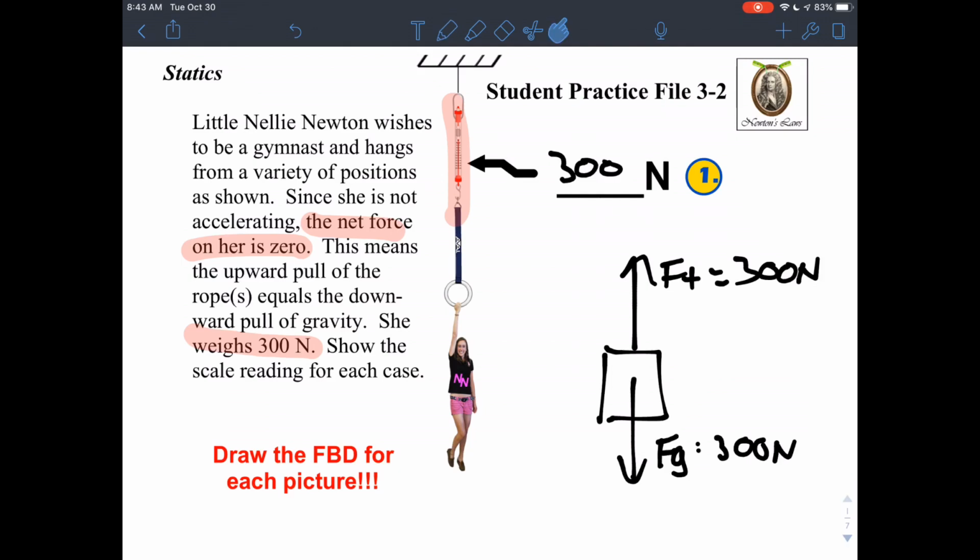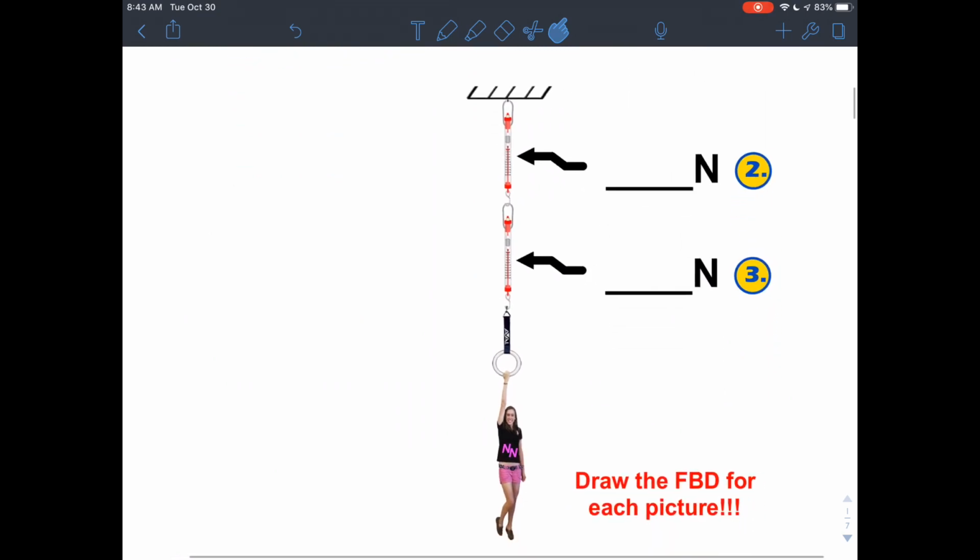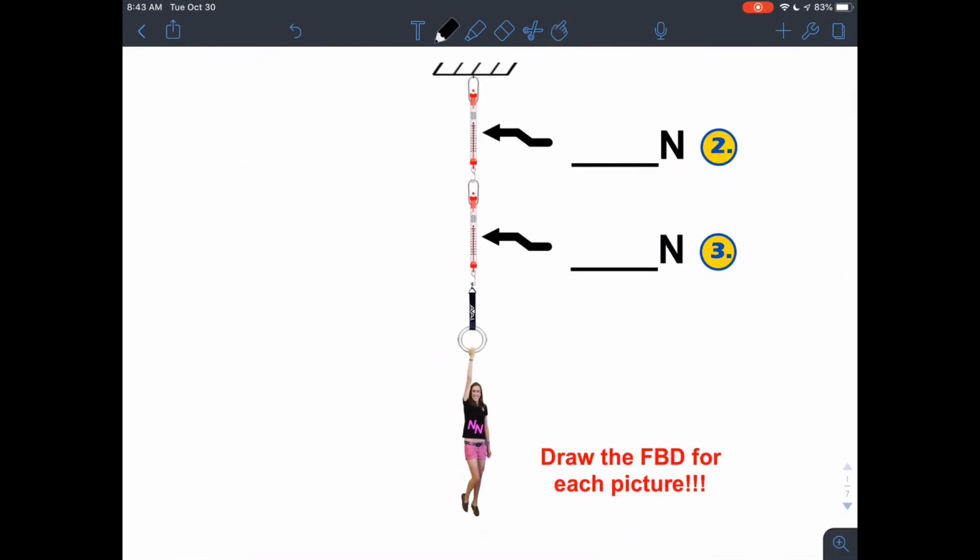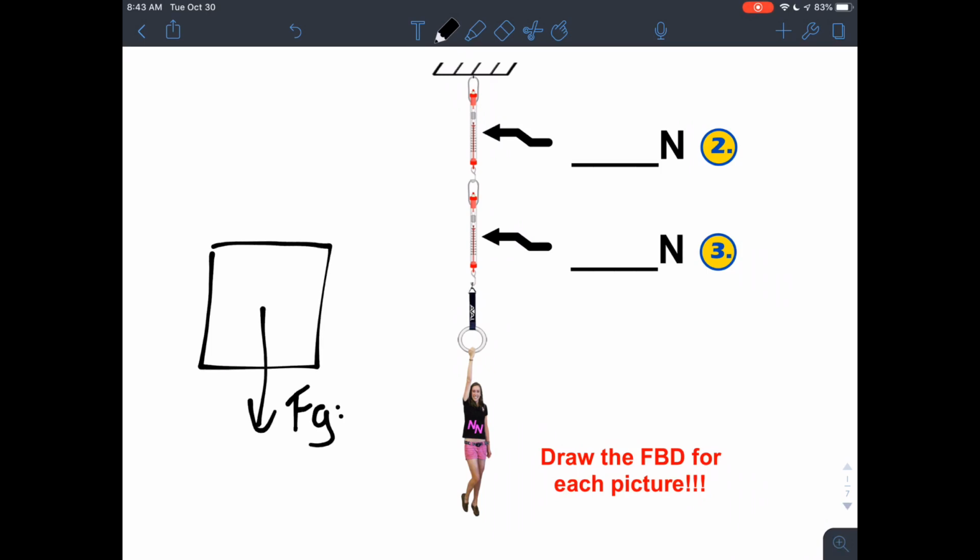Okay, number 2. Now we have 2 scales lined up. So again, we'll go ahead and draw in the free body diagram. There's Nellie, box for Nellie. We know that she still has a weight of 300 newtons. And in this case, again, we see there is only 1 source of tension.